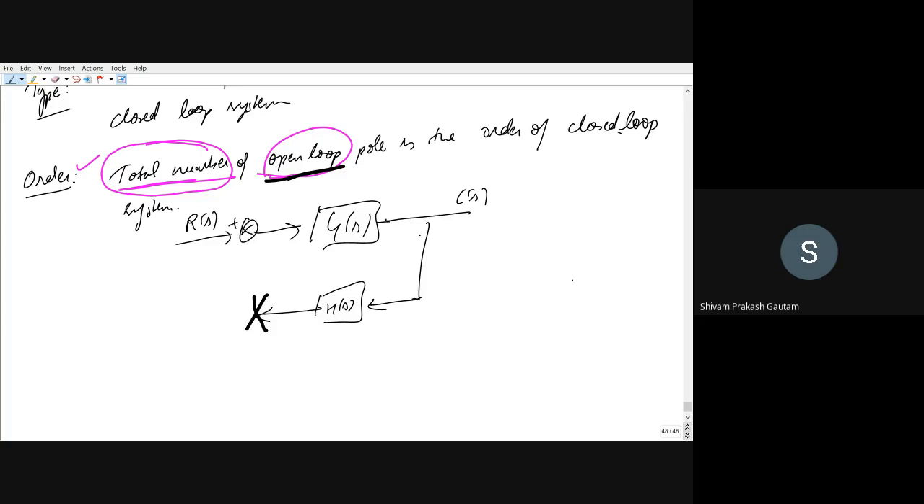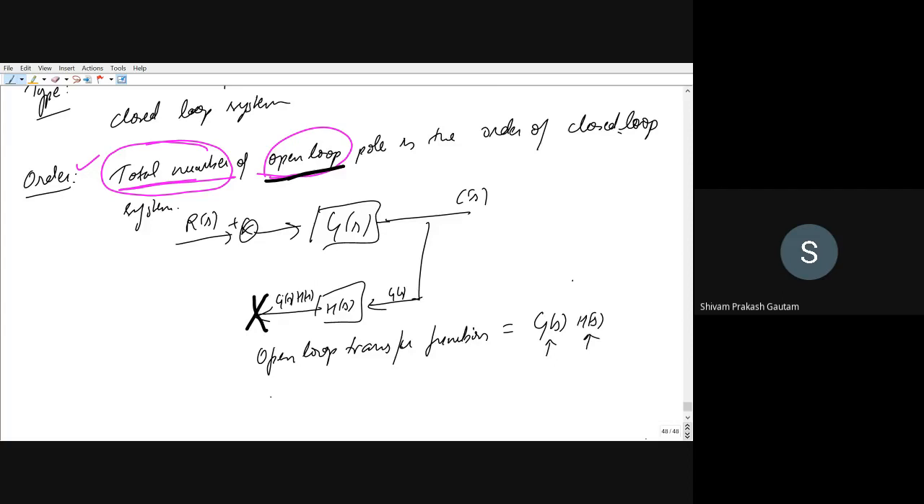You can see G of S is coming from here. So the whole G of S is coming, and here G of S into H of S will be here. So the open loop transfer function is given by G of S into H of S. That is forward path gain and feedback path gain, right?